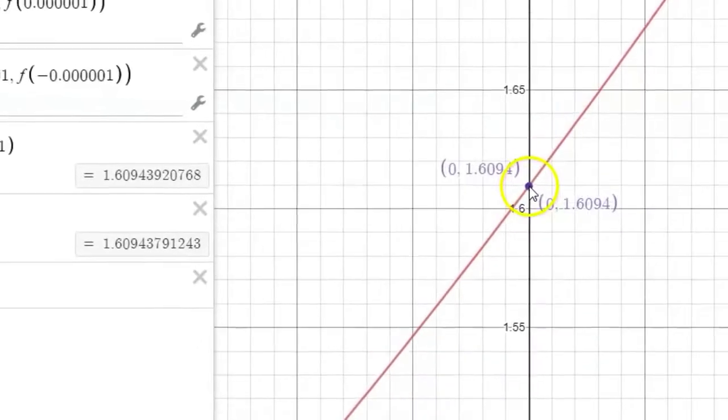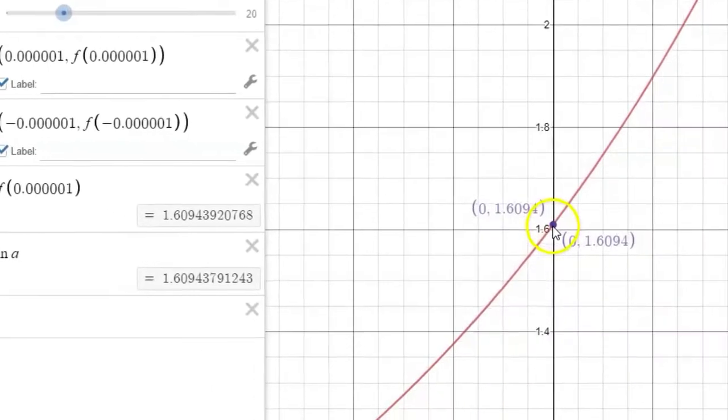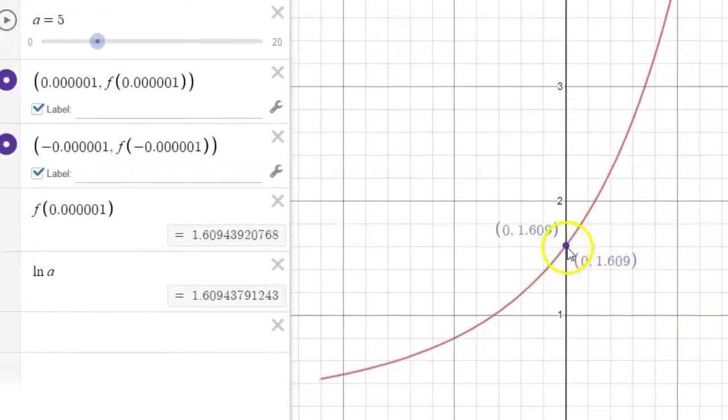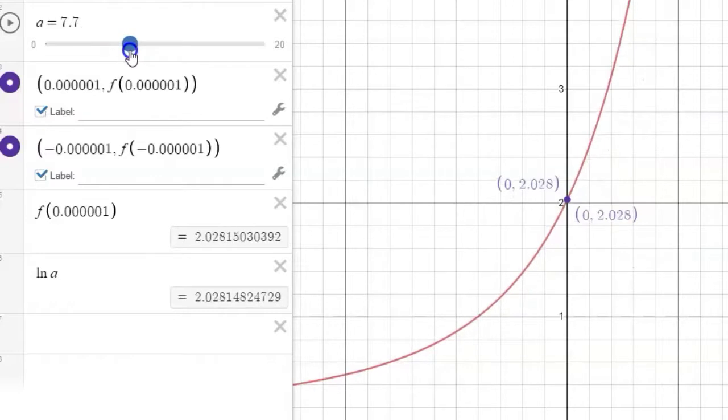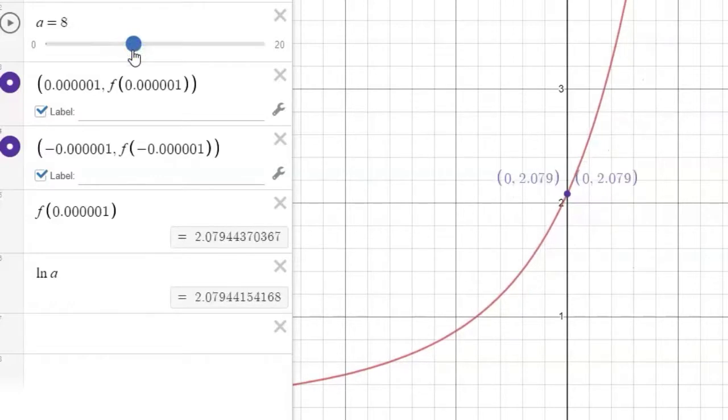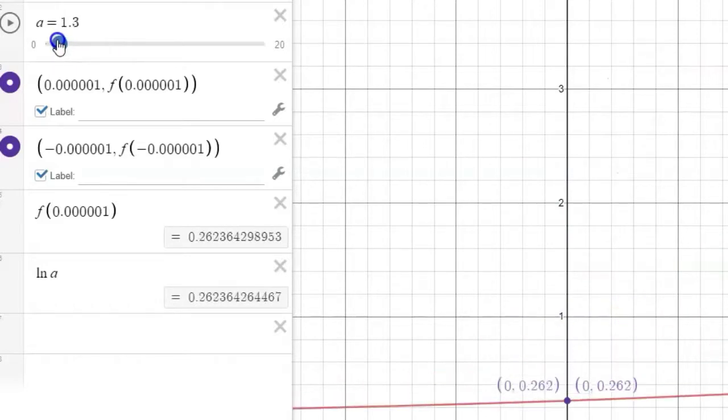But let's go back out so you can just examine and think through with me what happens as h approaches 0 to a to the h minus 1 over h for different bases a. When a is 5, that limit is 1.609. When a is 8, that limit is 2.079. When a is 1.3, that limit is 0.262, etc.